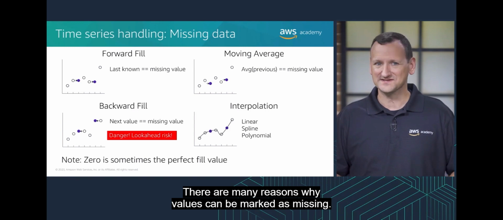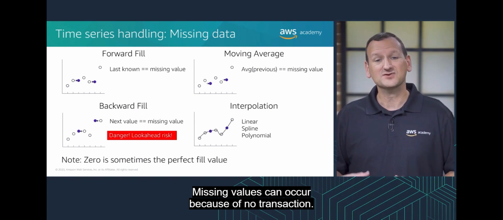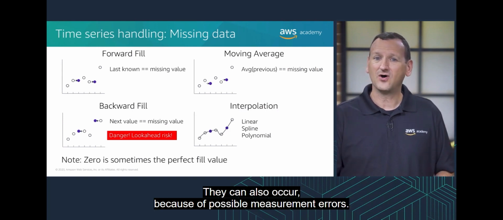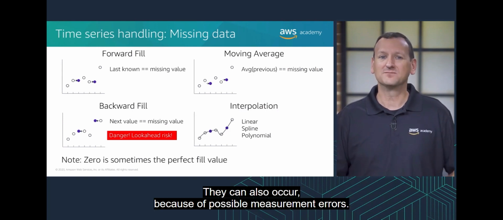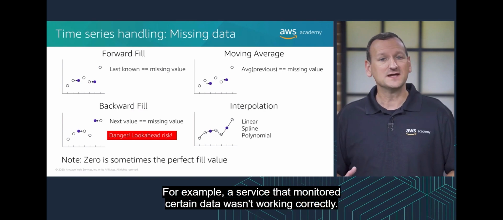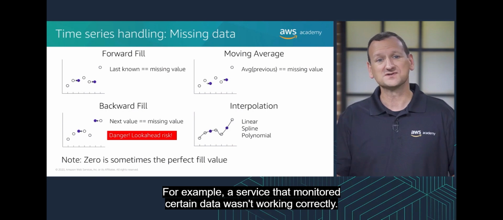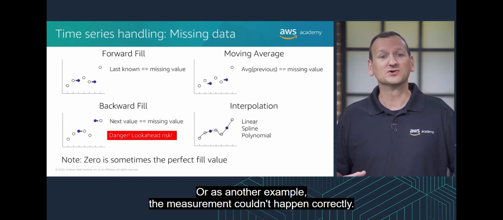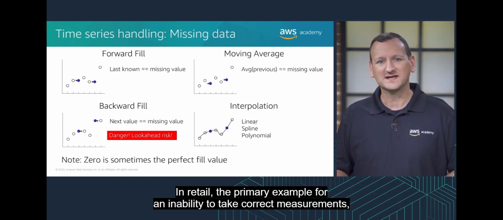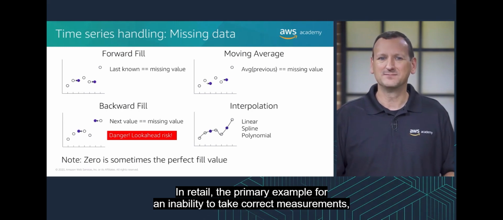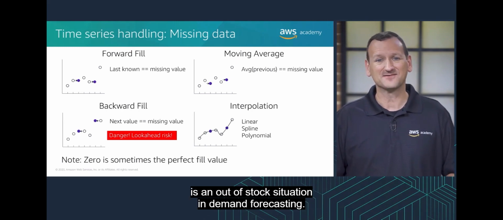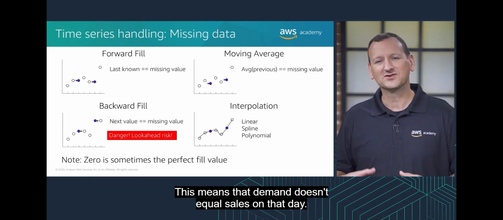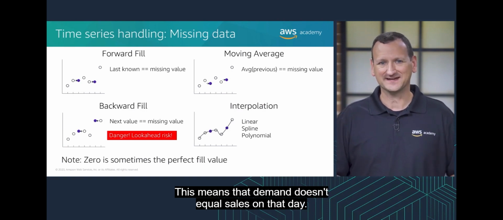There are many reasons why values can be marked as missing. Missing values can occur because of no transaction. They can also occur because of possible measurement errors. For example, a service that monitored certain data wasn't working correctly. Or as another example, the measurement couldn't happen correctly. In retail, the primary example for an inability to take correct measurements is an out-of-stock situation in demand forecasting. This means that demand doesn't equal sales on that day.